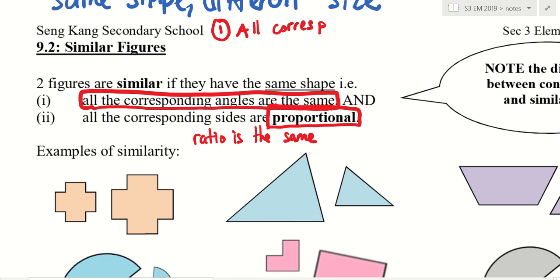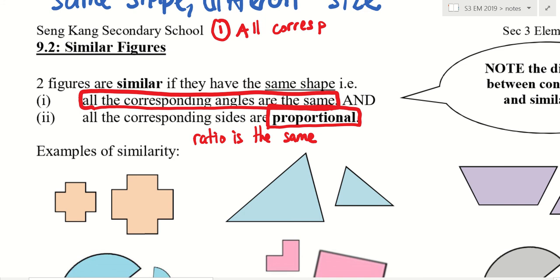Now, angle the same means, let's look at these two triangles. If this is 30, 40, 50, this will be 30, 40, 50. Okay, the angles are the same. But can the length be the same? No, right? This is smaller, this is bigger.